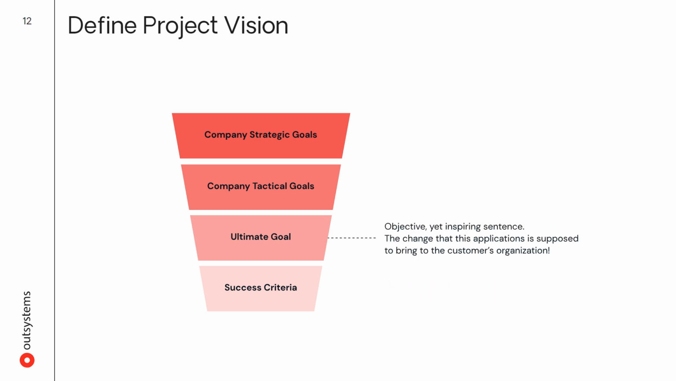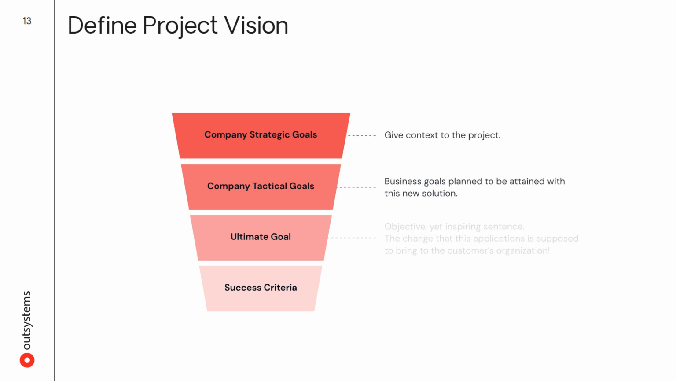The ultimate goal, which we have already seen, is usually 1 or 2 objective, yet inspiring sentences, that can be used by the team to make decisions. Remember, the ultimate goal is not the application description. It is the change that this application is supposed to bring to the customer's organization. The company tactical and strategic goals are also preferably quantifiable, and can be something like the number of page visits, or the increase or decrease of a certain business key performance indicator. These goals are often very useful to give context to a project, allowing a much better understanding of its drivers and motivations.